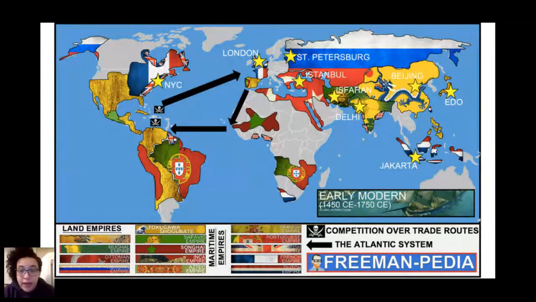So we've got land empires, all these ones over here, like the Manchus, Russia, Mughals, Ottomans, all these different land empires. And then you have these sea empires as well that are cutting across oceans. So Portugal has colonies in different places. Britain is one of the biggest empires ever. The Dutch, the French, all of them are part of this story.